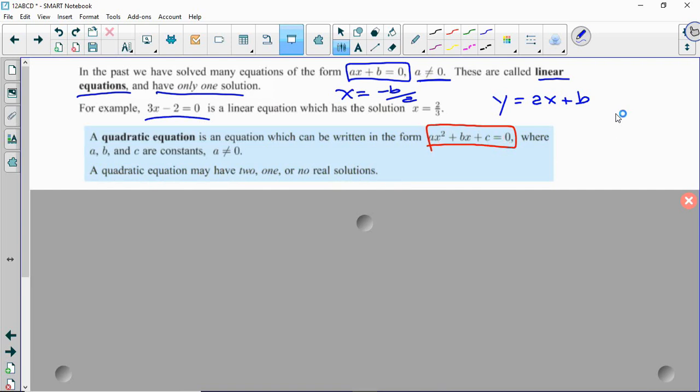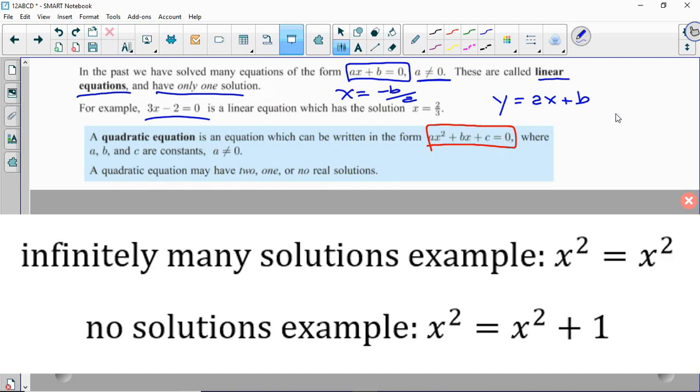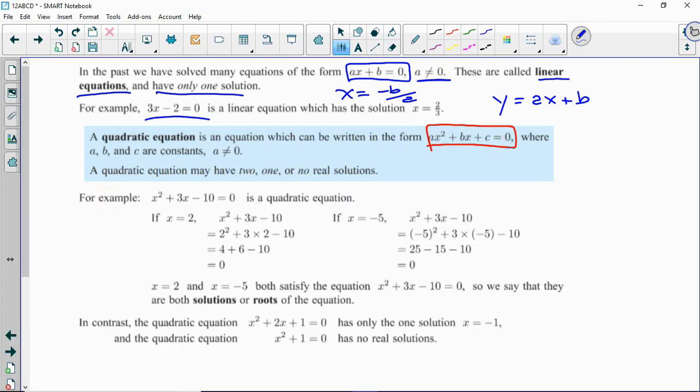And yes, we could have a special case quadratic equation that has infinitely many solutions, just like we had special case linear equations, but we're really going to be focused here on just the normal everyday quadratic equations rather than the special ones. So here's an example of one that we can solve.